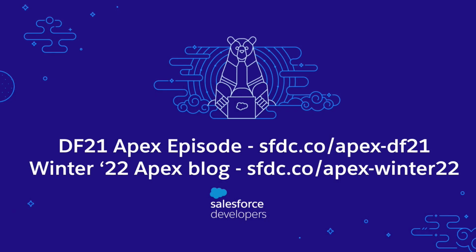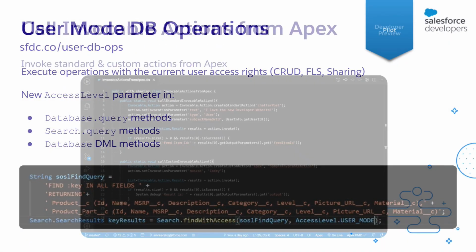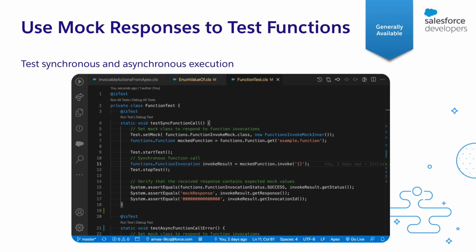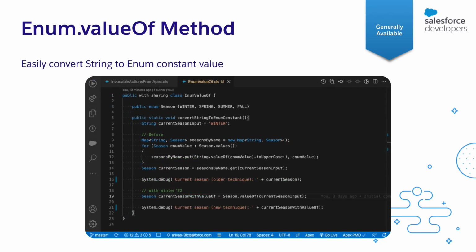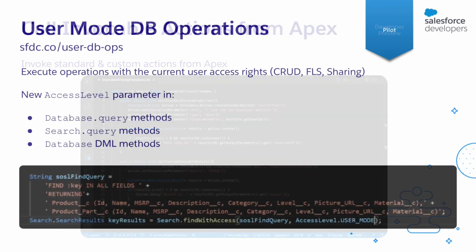I also leave you here the Winter 22 Apex blog. It's a blog post I wrote, and in that blog post I also talk about the GA features like invocable actions from Apex, using mock responses for functions, and the Enum.valueOf method.